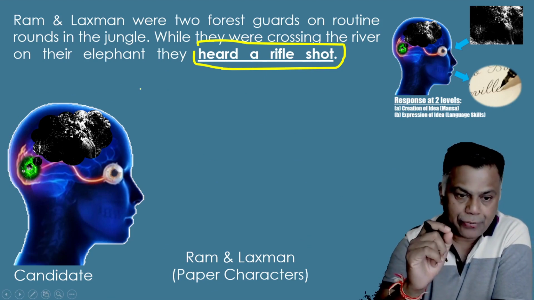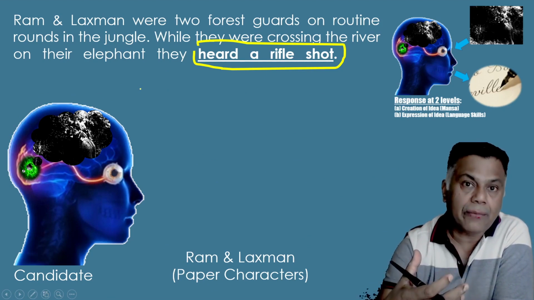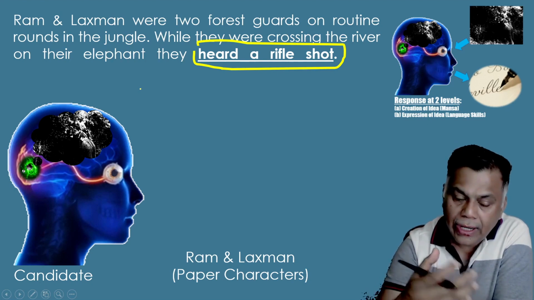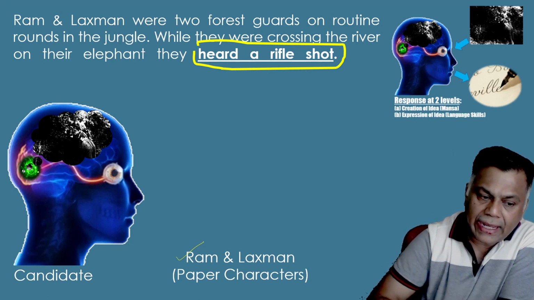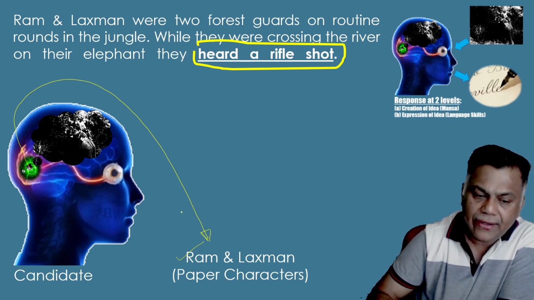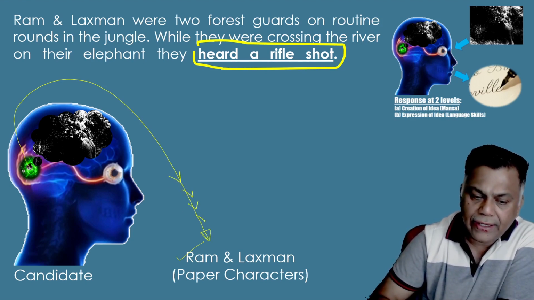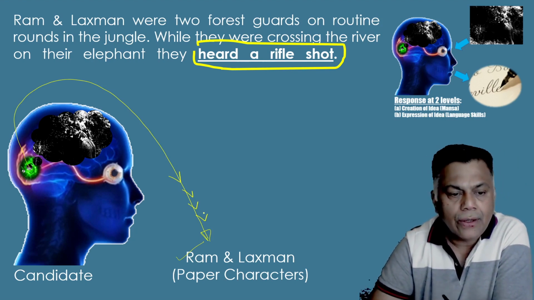So let's see what actions Ram and Lakshman are going to do after this rifle shot. And understand, Ram and Lakshman are paper characters, and their actions are first created in the mansa of the candidate, which the candidate, by his use of language skills, puts on the paper. So let's see how you build up.